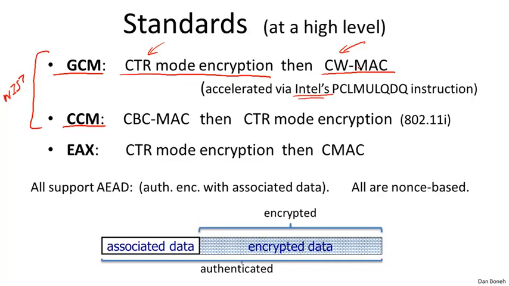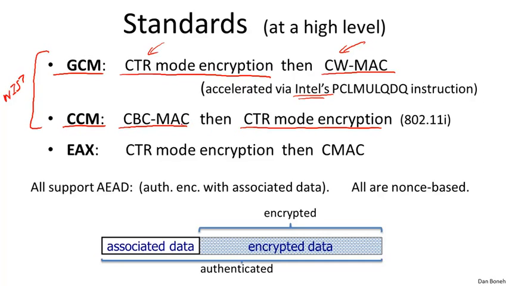Now, CCM, counter mode, is another NIST standard. It uses a CBC MAC and then counter mode encryption. So this mechanism, you notice, uses MAC then encrypt, like SSL does. This is actually not the recommended way of doing things, but because counter mode encryption is used, this is actually a perfectly fine encryption mechanism.